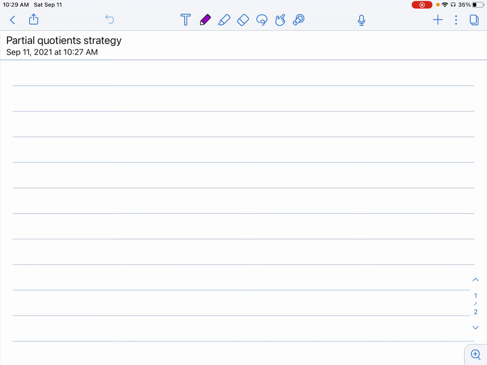Let's say you start with a problem like 347 divided by 5. When you're doing partial quotients, you're going to basically set it up similar to how you've seen other division problems set up. Do our 347, do the little division symbol, and then the 5 on the outside, our divisor.